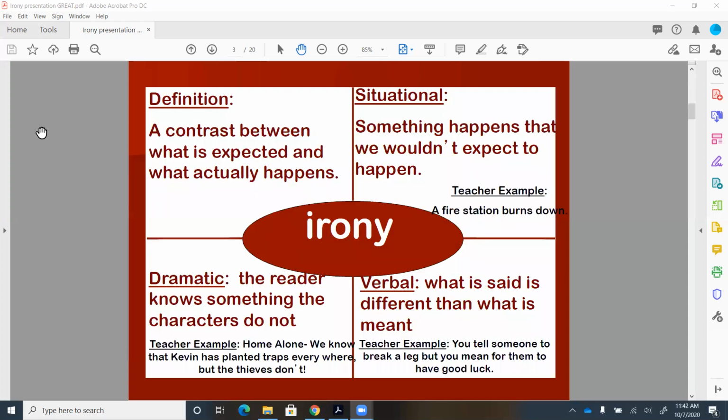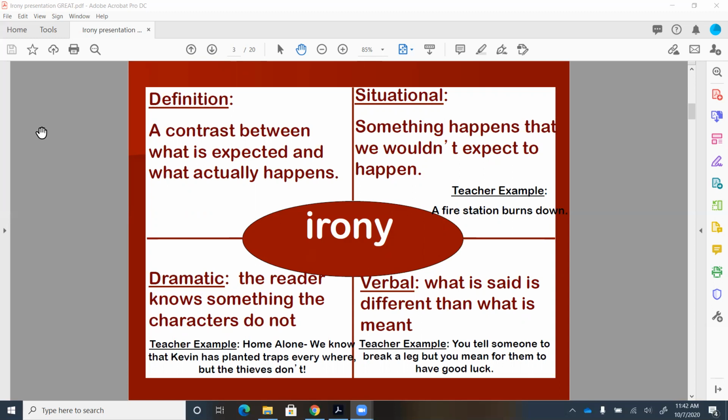All right, so what is irony? I know that this is a refresher for most, if not all of you. Irony is something that we've been talking about for many years. In the upper left-hand corner, you'll see the definition, which is just a contrast between what is expected and what actually happens. So there are three different types of irony in which something is expected and then something else happens.